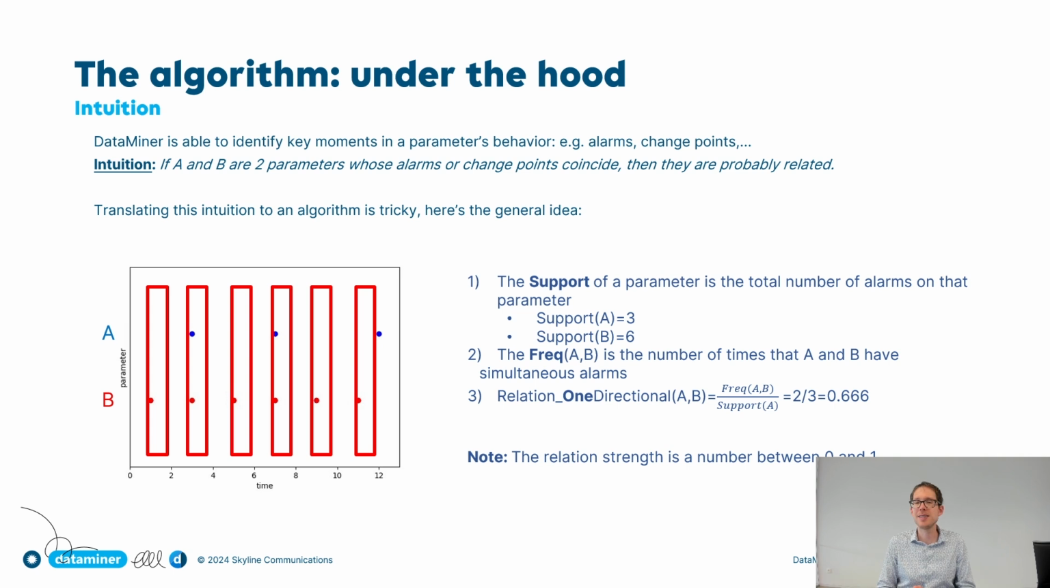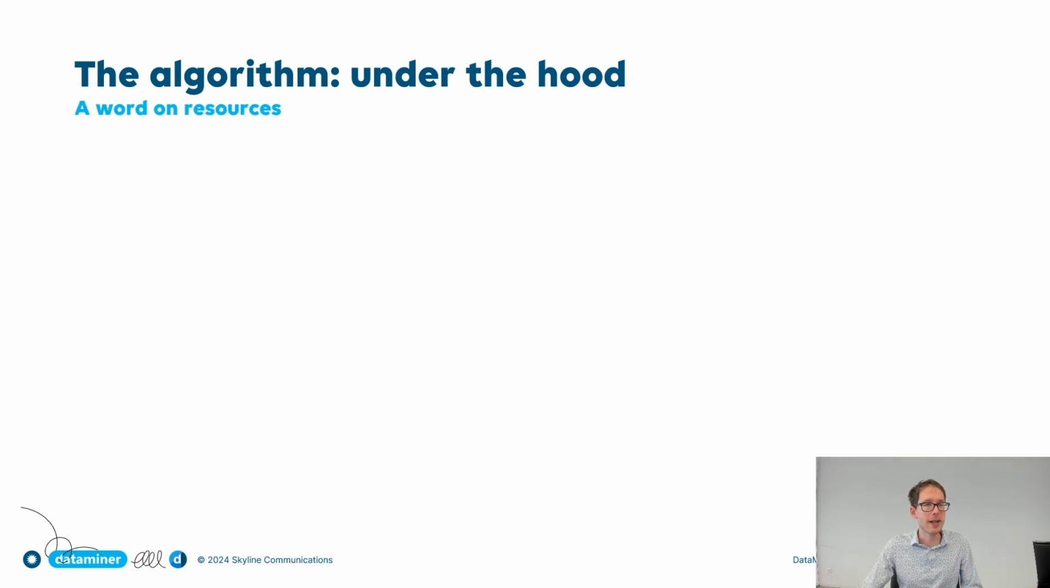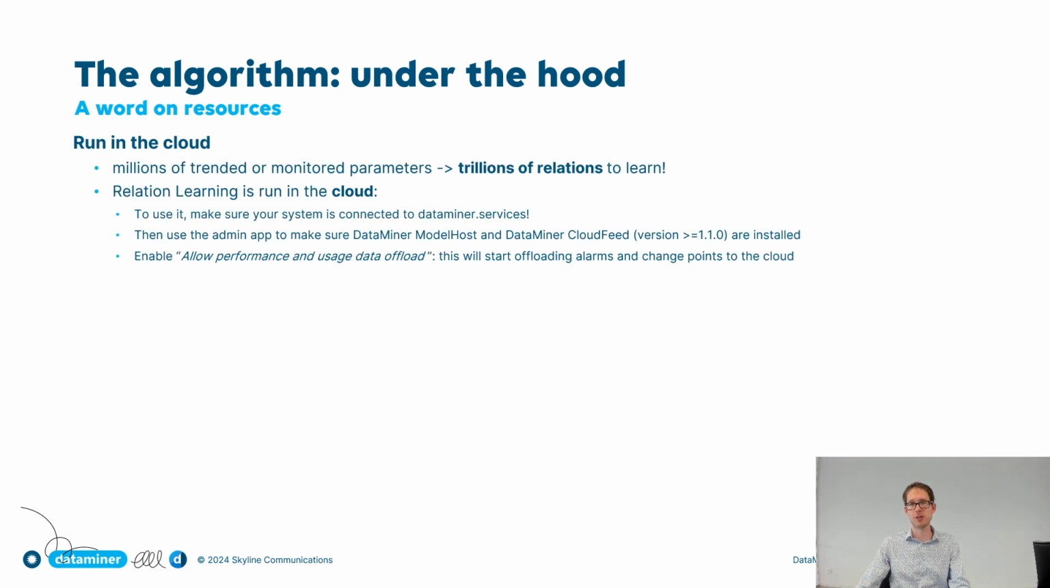All right, and that's the simple intuition behind this algorithm. But as I mentioned several times, the reality is a lot more tricky because of various reasons. For example, the scale, how do you make sure that you do all of this very efficiently? The fact that relations can change over time, and so forth. All right, now that you know about the algorithm, let me talk a little bit about the computational resources.